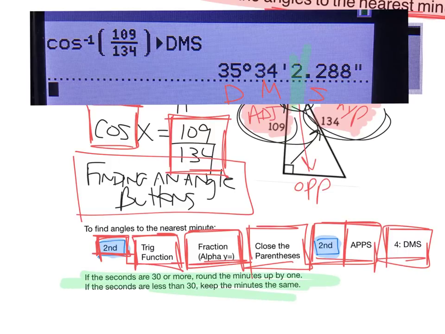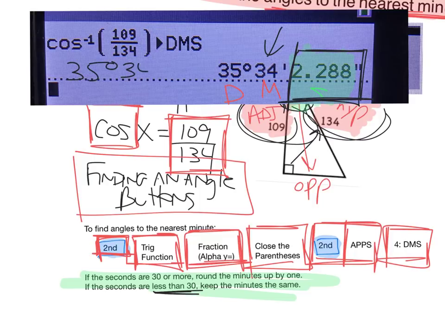Look at your seconds. If it's 30 or more, you round the minutes up by 1. If it's less than 30, the minutes stay the same. So here we have 2 seconds. 2 is less than 30, so the minutes, the 34, will stay the same. So our answer is going to be 35 degrees, 34 minutes.